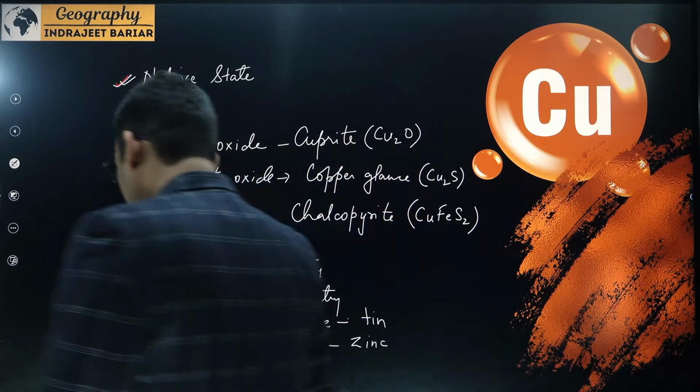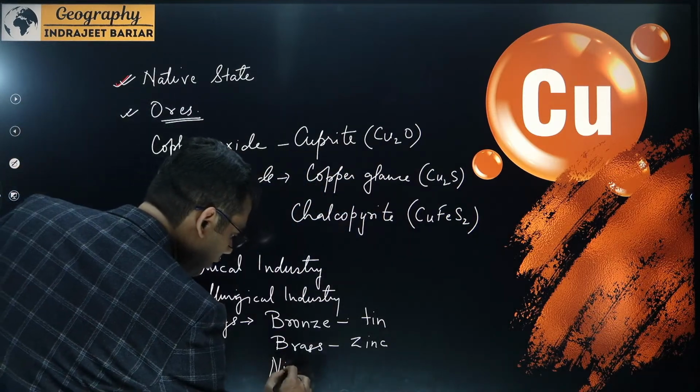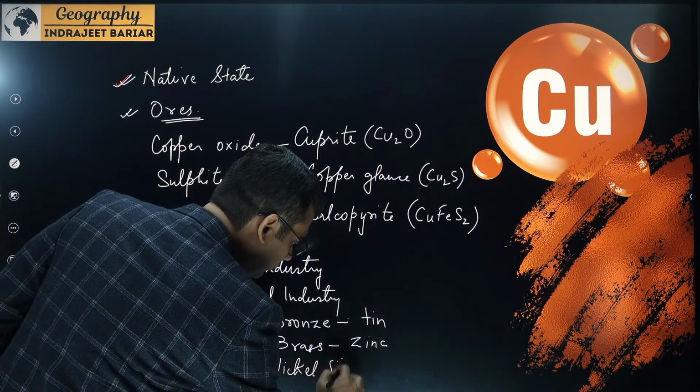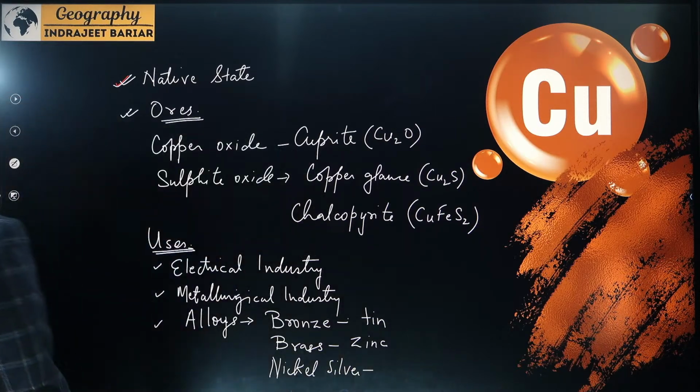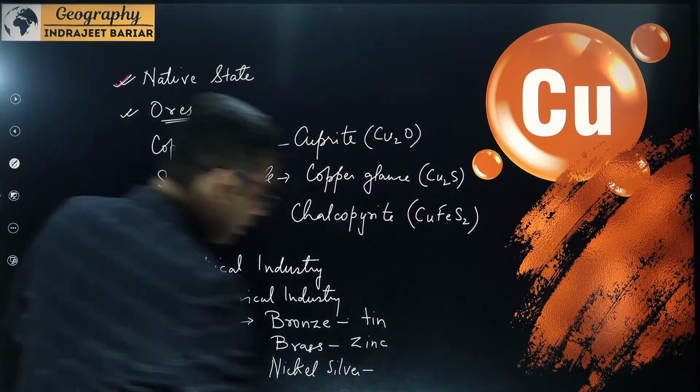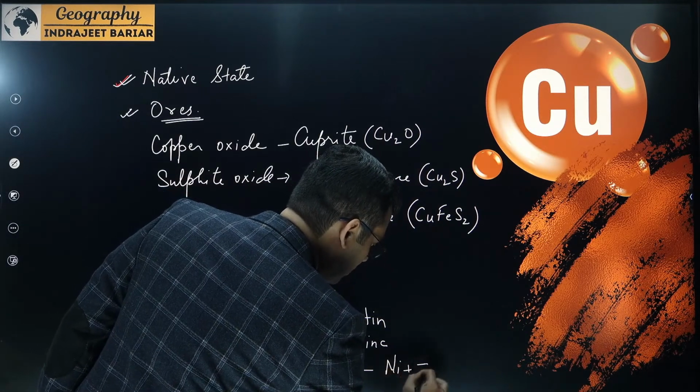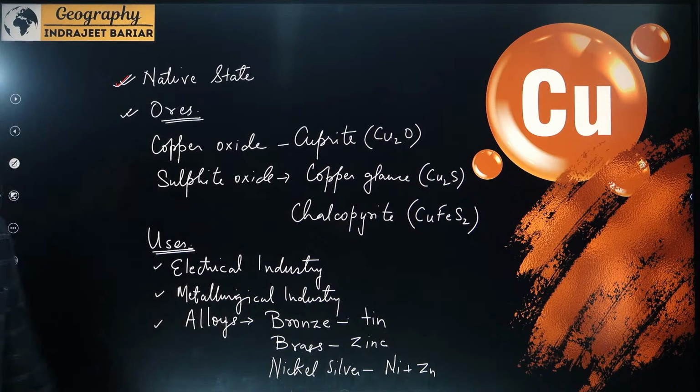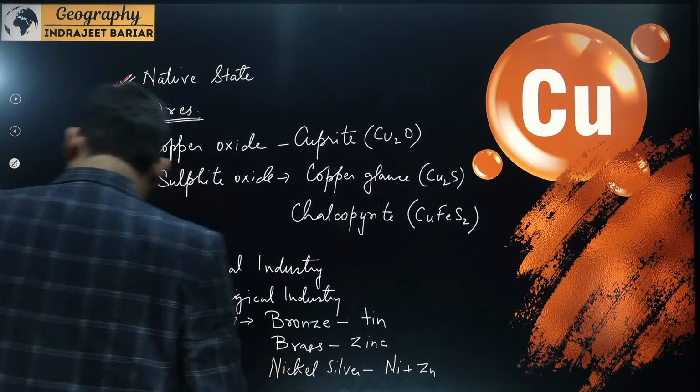And the third one that we have is what we call nickel silver. Nickel silver is also called German silver, and this is primarily made with nickel and zinc. This is the basic idea with respect to the different uses, and how we find these uses in different industries.